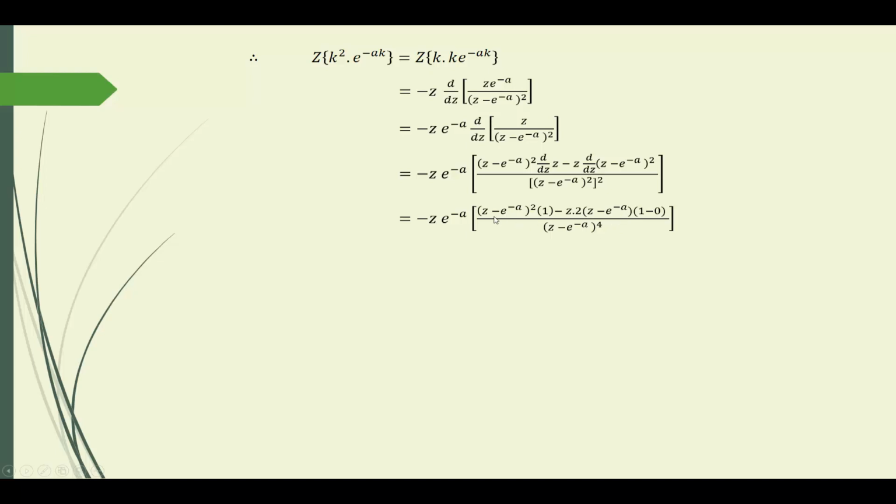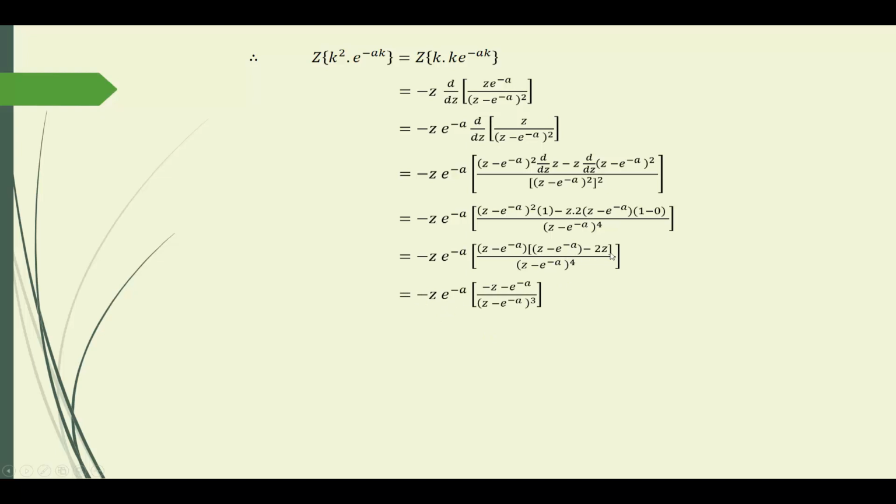Now in the numerator, the bracket z minus e raised to minus a is common, so minus z e raised to minus a. In the numerator, z minus e raised to minus a is common inside the bracket, z minus e raised to minus a minus 2z, upon z minus e raised to minus a bracket raised to 4. One factor of z minus e raised to minus a cancels, we get minus z e raised to minus a.